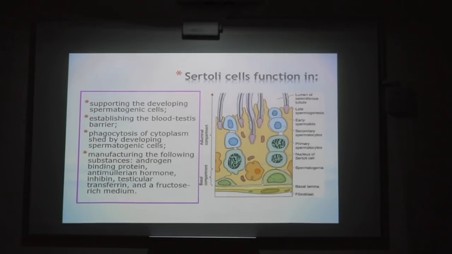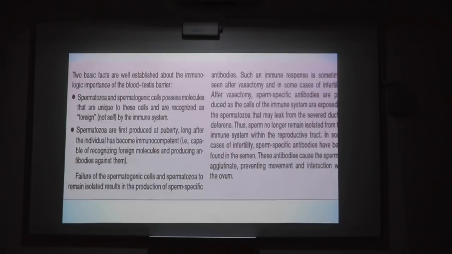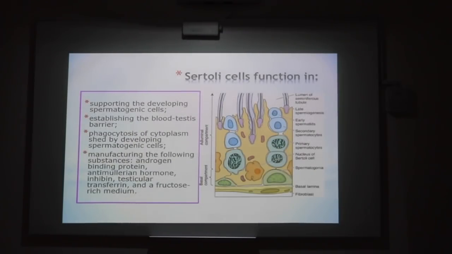of the seminiferous tubule. The other one is the inhibin, and inhibin is secreted under the action of the follicular stimulating hormone. Follicular stimulating hormone is going to secrete inhibin, and inhibin is important in terms of the stimulation of the testosterone. The other things secreted by the Sertoli cells include the testicular transferrin and fructose rich medium. These are the other substances which come out from the Sertoli cells.